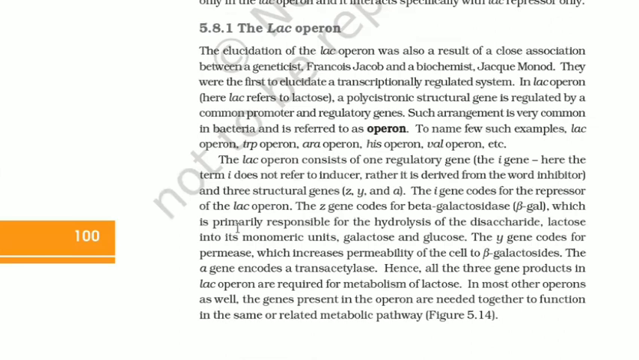5.8.1 The LAC operon. The elucidation of the LAC operon was also a result of a close association between a geneticist, Francois Jacob, and a biochemist, Jacques Monod. They were the first to elucidate a transcriptionally regulated system. In the LAC operon, a polycistronic structural gene is regulated by a common promoter and regulatory genes. Such arrangement is very common in bacteria and is referred to as an operon. To name a few such examples: LAC operon, trp operon, ara operon, his operon, val operon, etc.